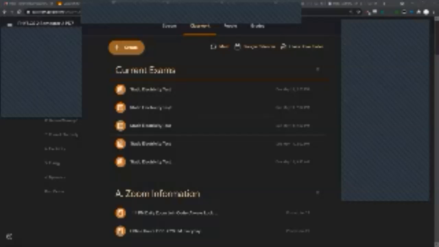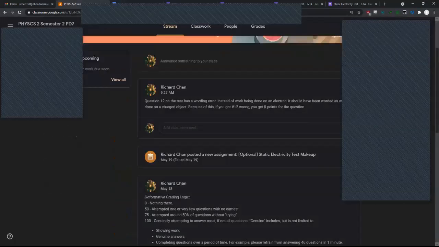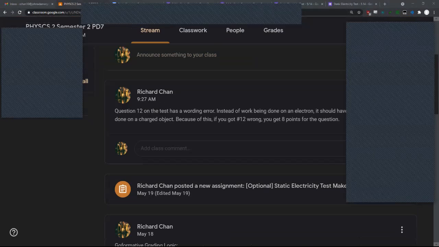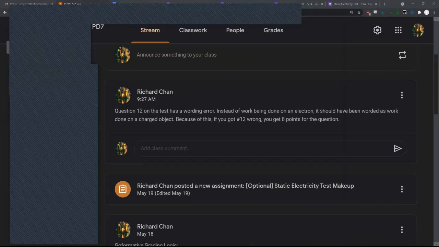So there was an error with question 12, an error with the wording. I said that the work done on an electron; the correct wording was work done on a charged object. So if you got question 12 wrong, I gave you 8 extra points. If you got it right, I didn't give you any extra points because you got it right. All right.